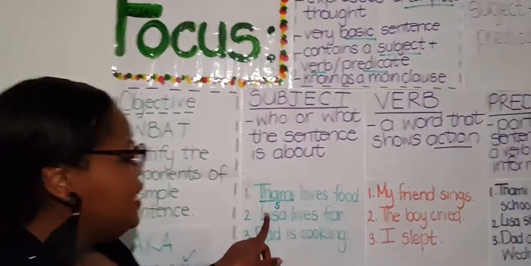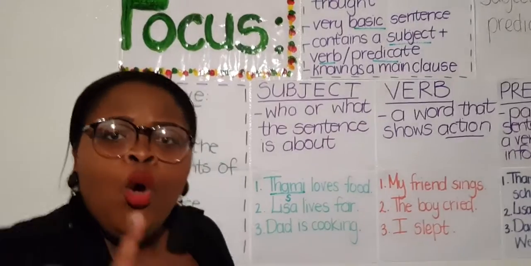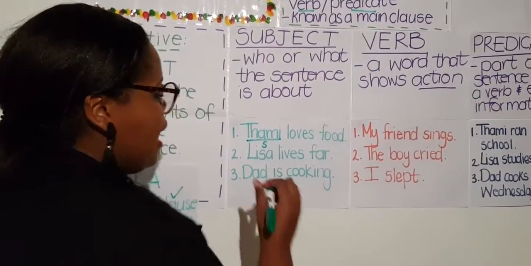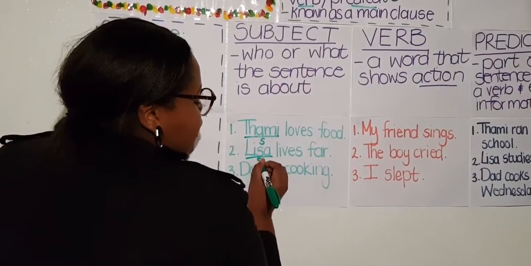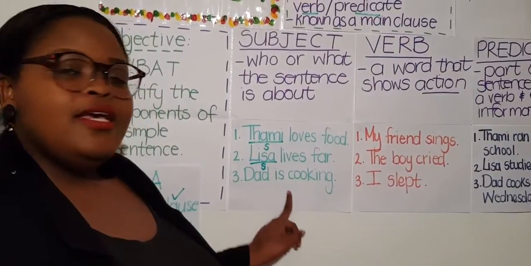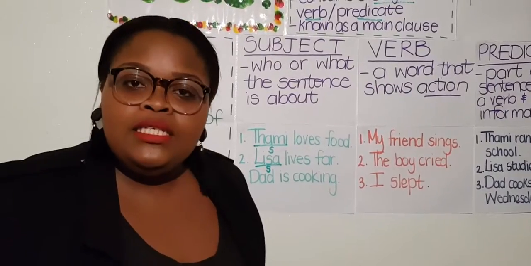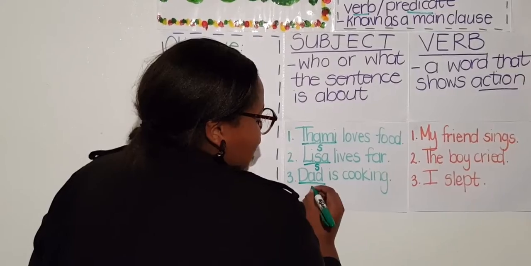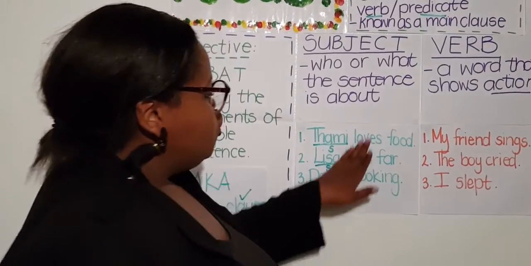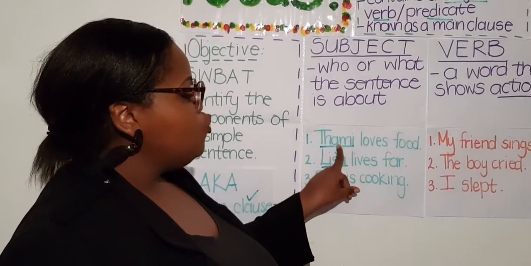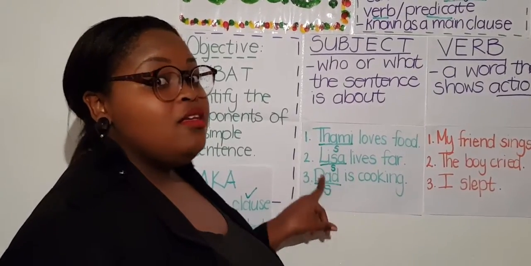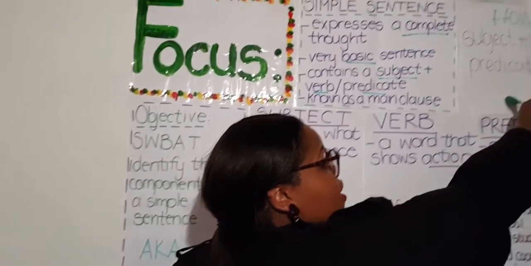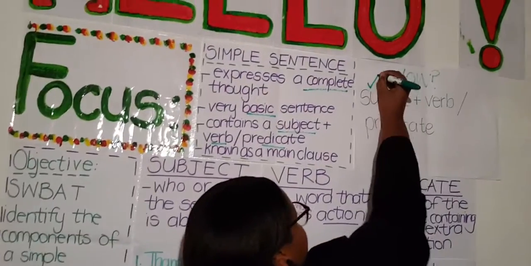Okay? Lisa lives far. Who or what am I talking about in that sentence? Lisa. The sentence is about Lisa. Dad is cooking. Who or what is the sentence about? Dad. Okay? Therefore, dad is our subject. So in these sentences, we were able to identify who or what the sentences were about. So if we go back to our formula there, we now know what a subject is.